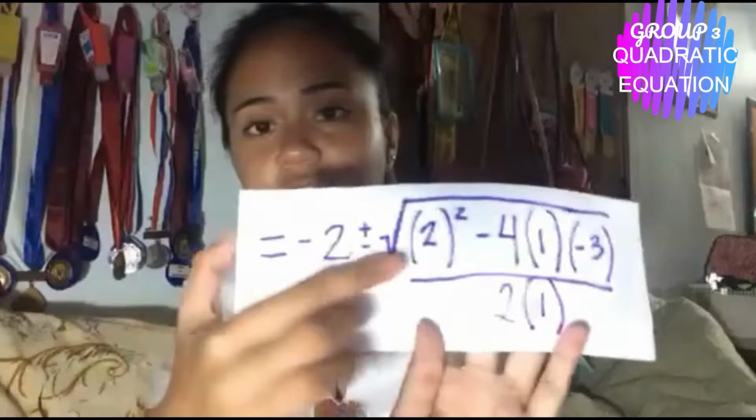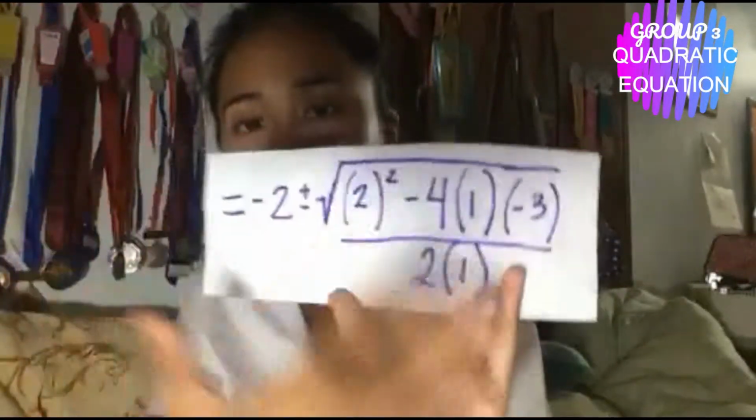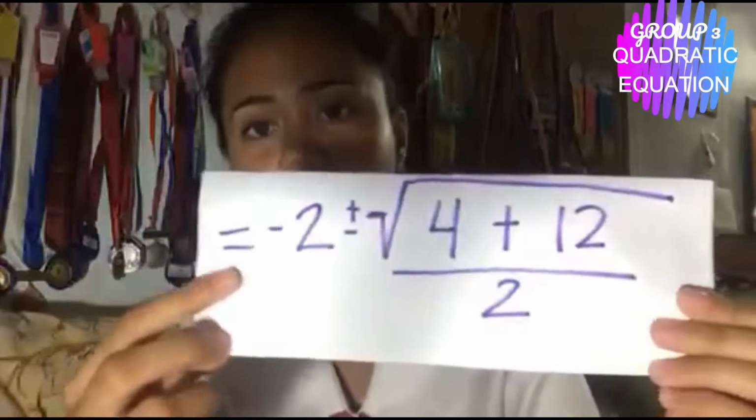So it is equal to negative 2 plus minus square root of, so you have to put the 2 in parentheses. So as you can see right here, squared minus 4, 1, then negative 3. You have to put it in parentheses also. Over 2 times 1. So the next one is this one right here.